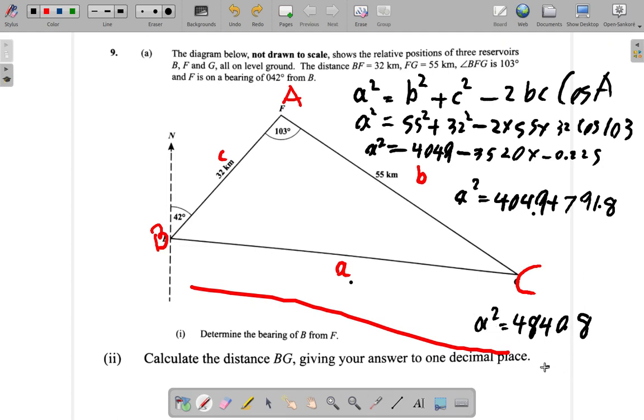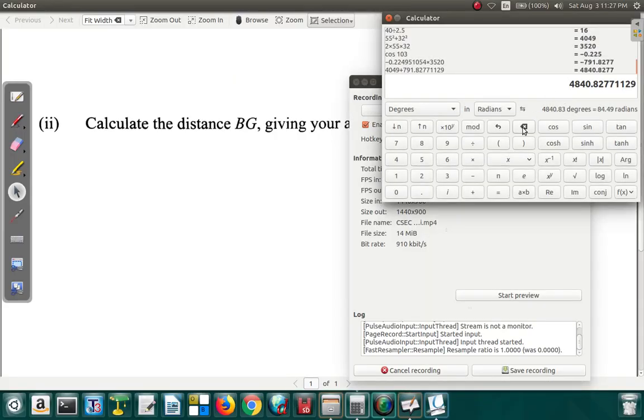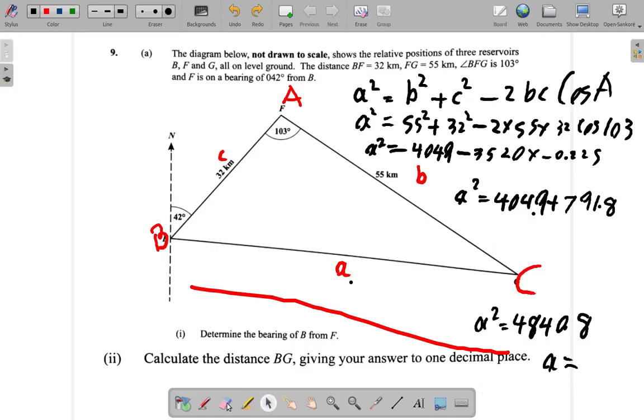That's a squared. Now we want a, so we're going to have to square root. What's the square root of this? Square root of this is 69.58. But they say to one decimal place, so it is 69.6 kilometers. All right, 69.6 kilometers.